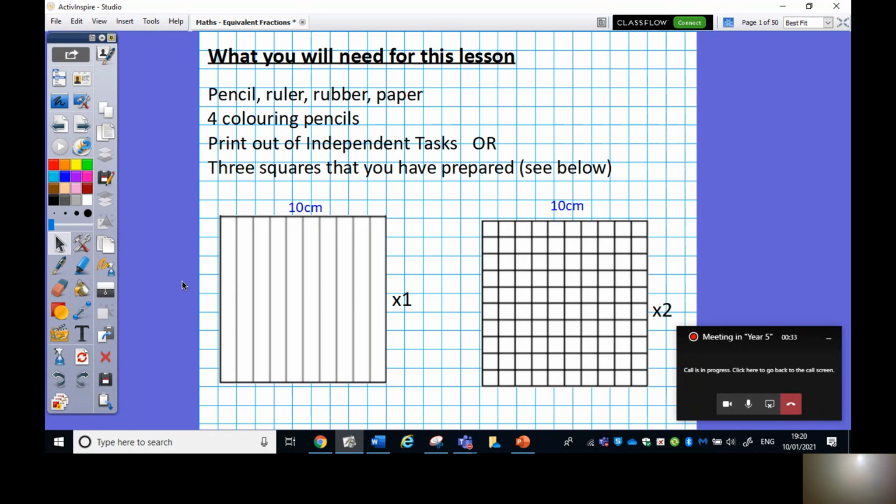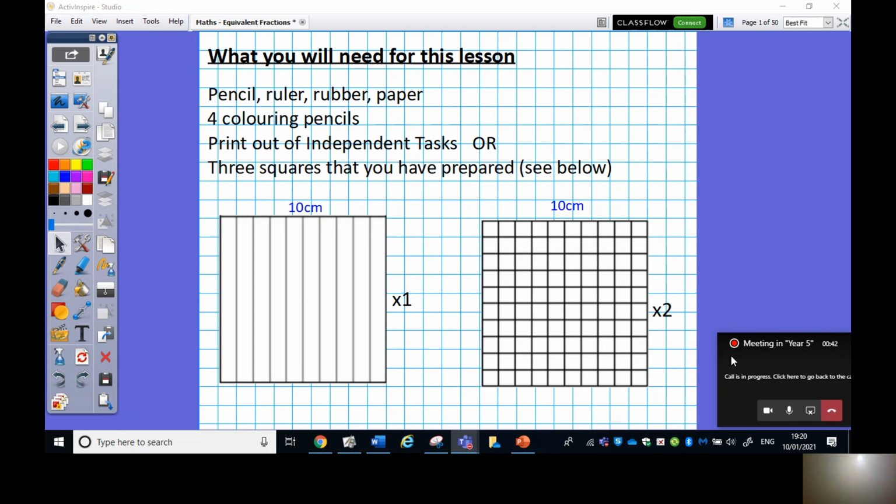Today, these are the things that you'll need for this lesson. You're going to need a pencil, a rubber, ruler, some paper. You'll need 4 colouring pencils and either a printout of your independent tasks or 3 squares that you prepared. So what you'll need is 1 square with the long strips below, and then you'll need 200 squares. You can draw them on your sheet of paper, 10 centimeters in length, which should be fine. When you've got all of that, make sure that you've found a place that's quite quiet, where you'll be able to concentrate and where you'll be free from any distractions.